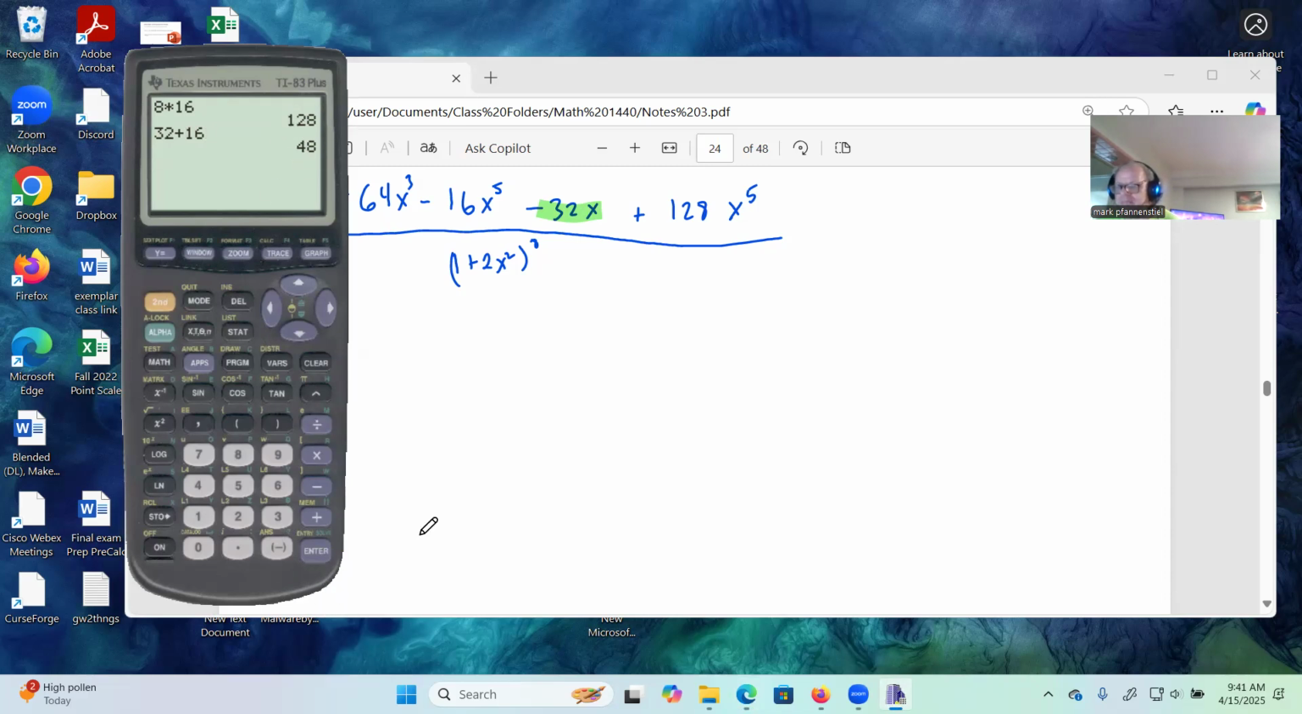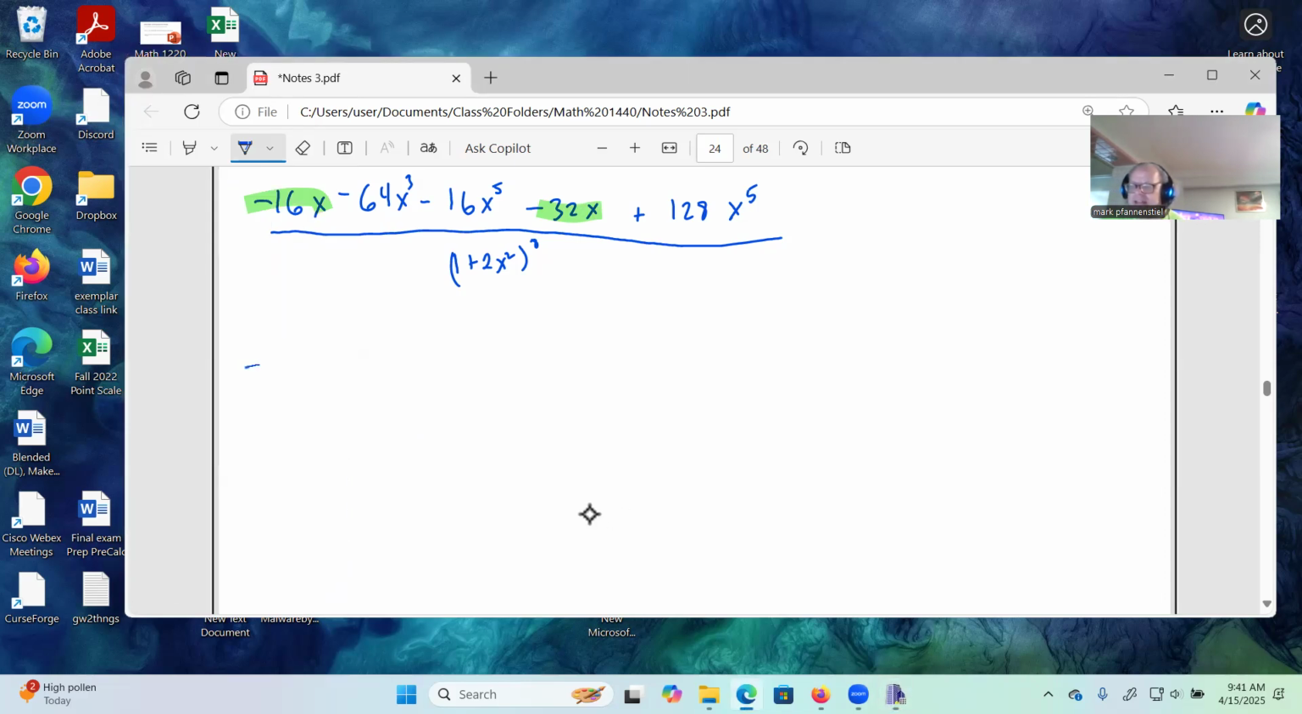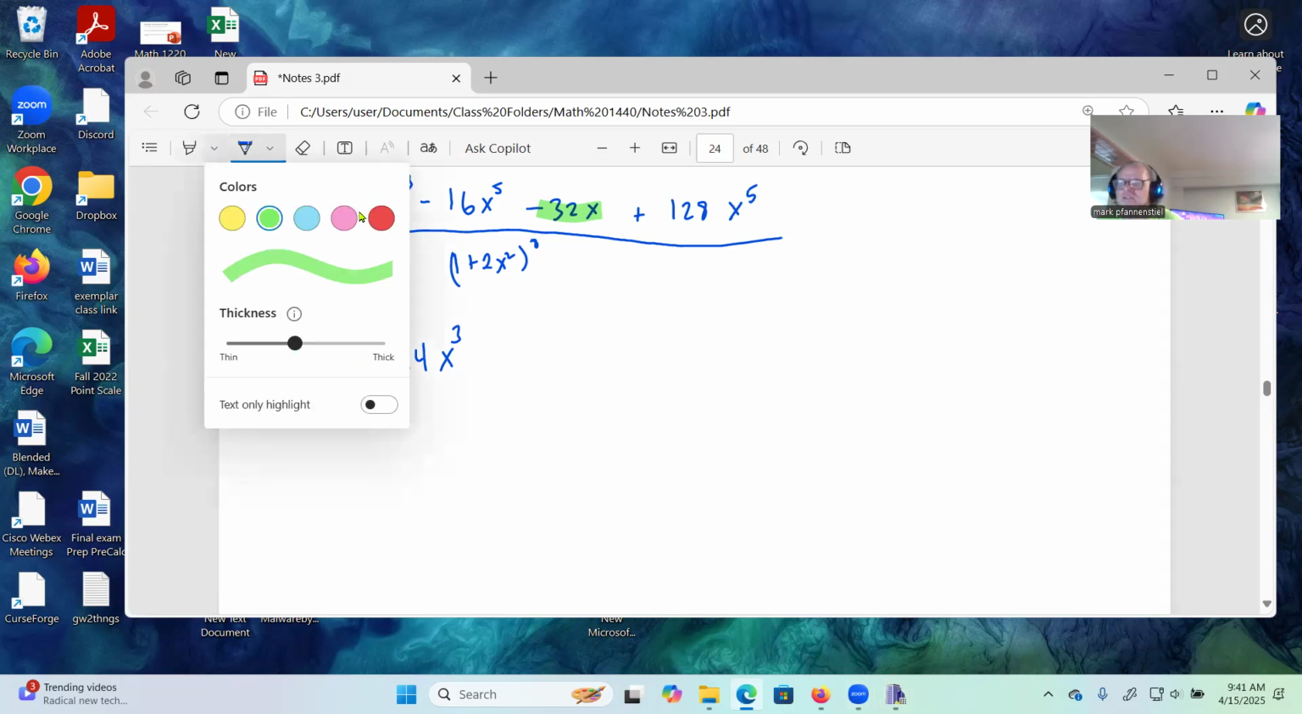So we have 48. All right. So we're both negatives. We have negative 48x. That's our first ones. The next power up is x cubed. I only have one term that has x cubed in it, so let's go ahead and deal with that. So we have 64 x to the 3. All right. And then I've got 16 and 128, and those are both x to the fifth.